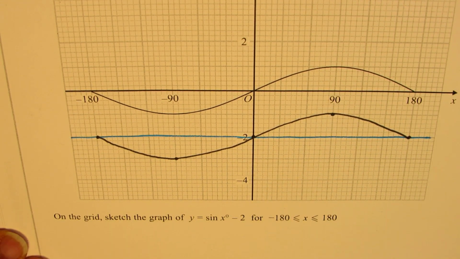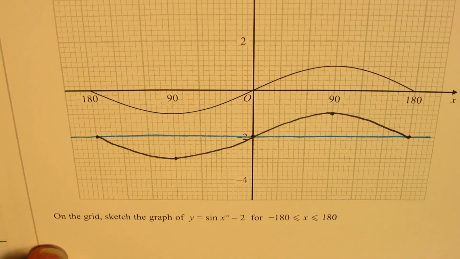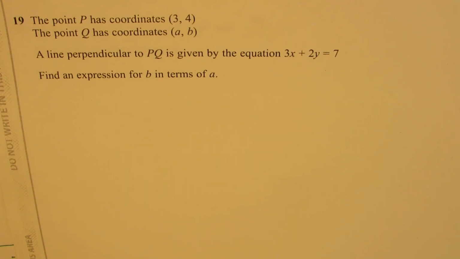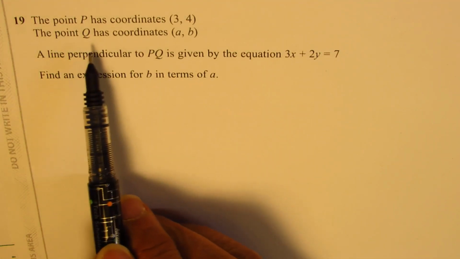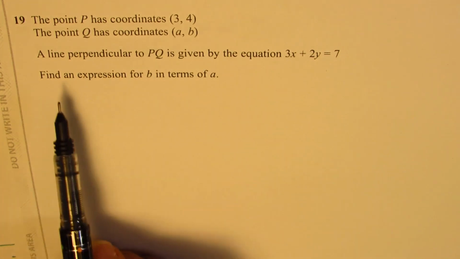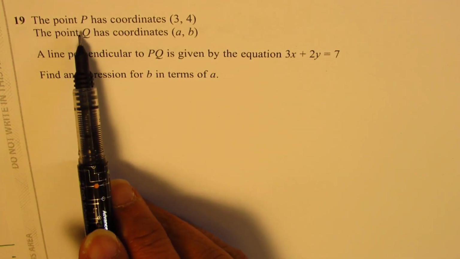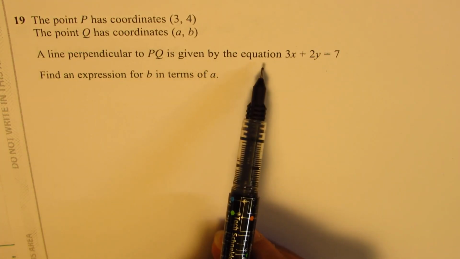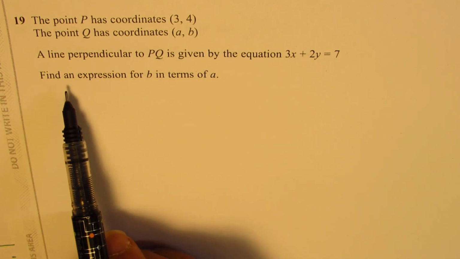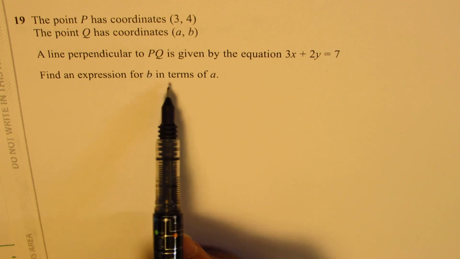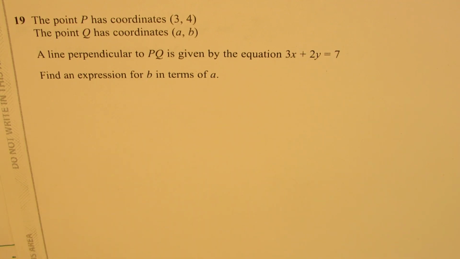So that is how you're going to sketch it. We are almost at the end. Here is question number 19. The point P has coordinates 3, 4. The point Q has coordinates A, B. A line perpendicular to PQ is given by the equation 3x plus 2y equals 7. Find the expression for B in terms of A.